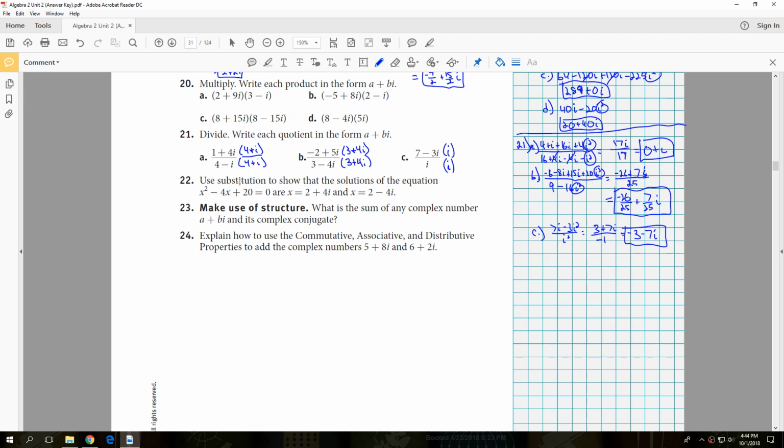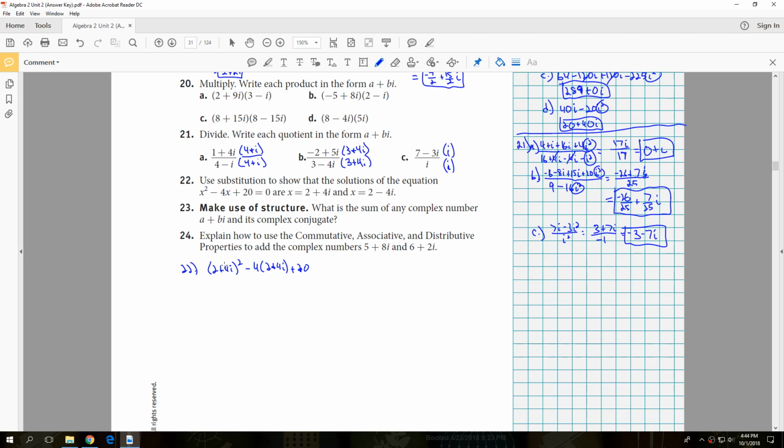Basically, I'm going to have to substitute each one of these in here to show that we end up with 0. So let's go about doing that. This is going to take up a significant amount of room, so let's go ahead and do that. The first one, I'm going to substitute 2 plus 4i. If I substitute 2 plus 4i for x, I will get 2 plus 4i squared minus 4 times 2 plus 4i, substituting the x there, plus 20, and I want to show that this is equal to 0.